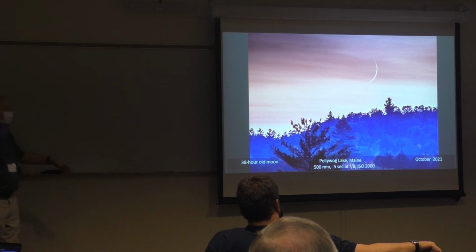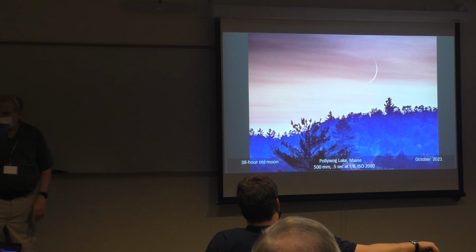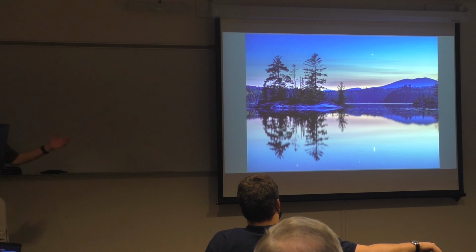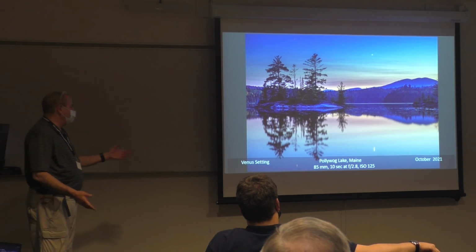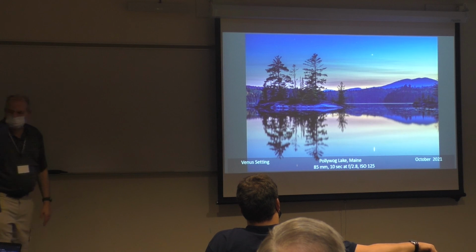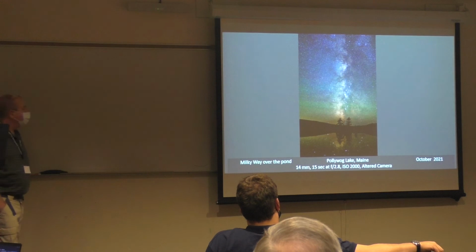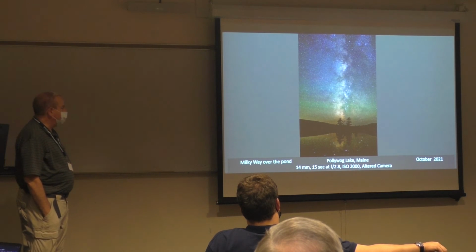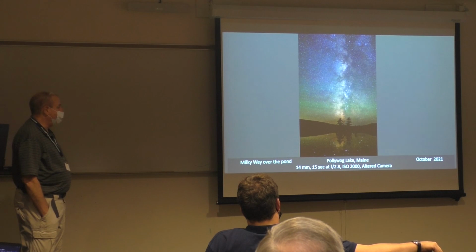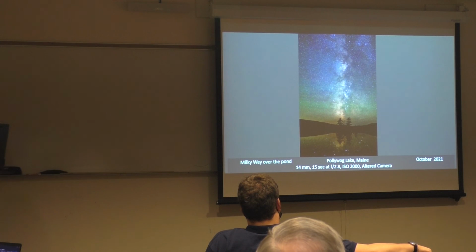But that was setting, and this to me was a great evening because I got out there before dark, got the moon setting, and then Venus came along, and I got its reflection on the water, and there's some stars from Antares up there. And then once that set, and it got dark, the Milky Way came out. This is shot with an older camera, and the pond was just like glass. You can see the reflections from it.